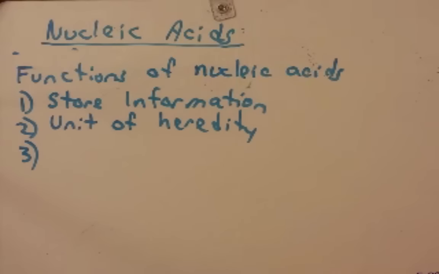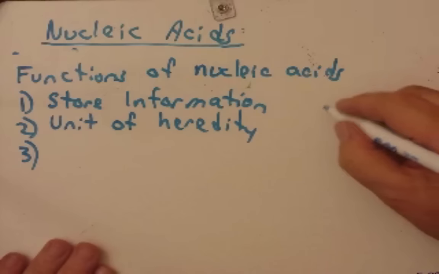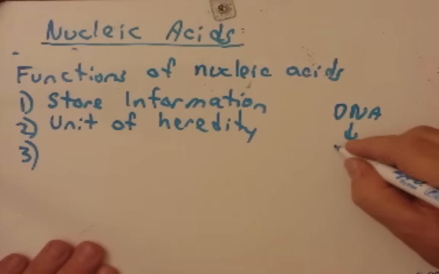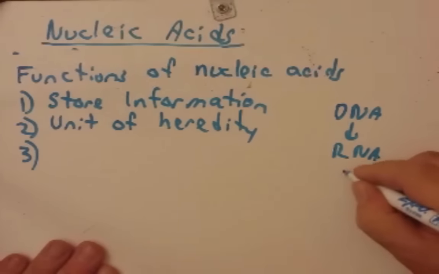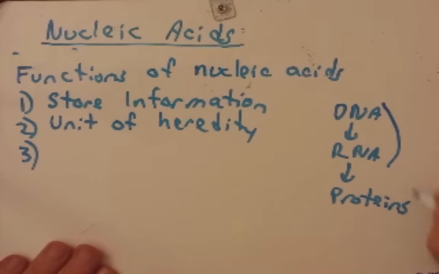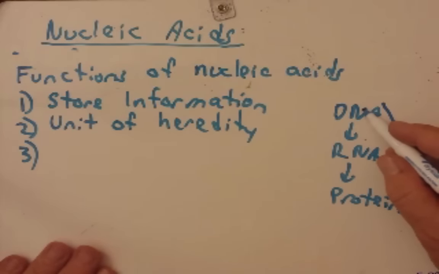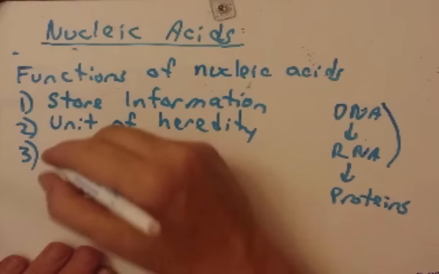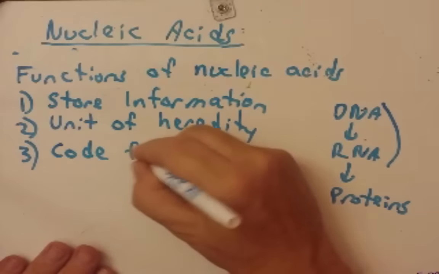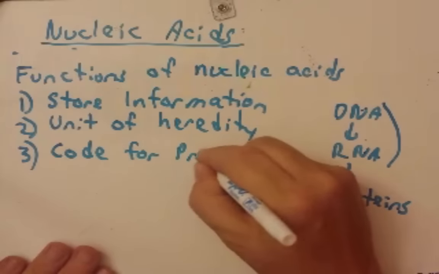On the previous podcast we talked about the central dogma. Remember that was going from DNA to RNA to proteins. DNA and RNA are nucleic acids. And so you can see how DNA and RNA have this third function, which is they code for proteins.